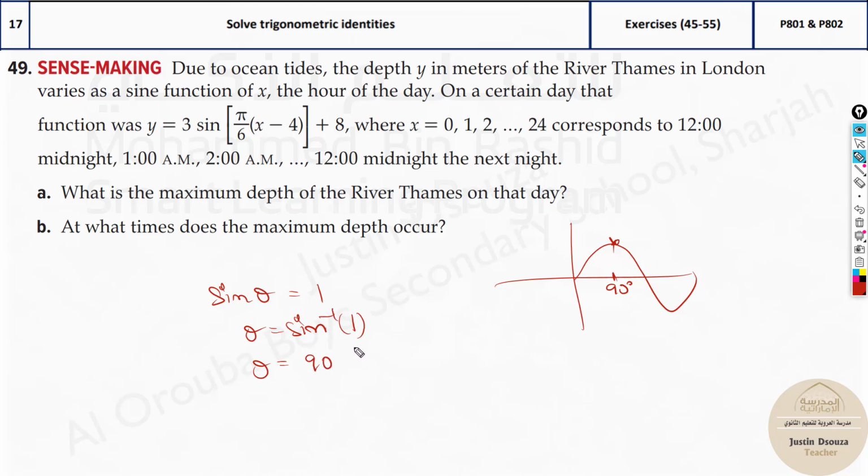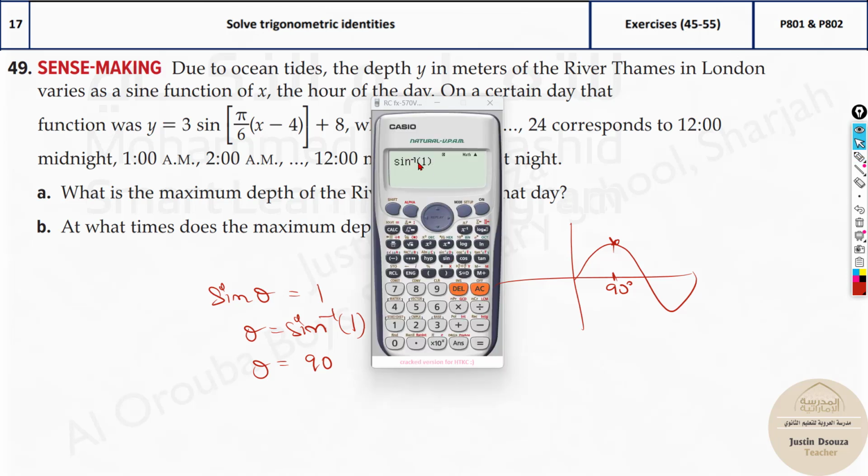This is how we get it in the calculator. I'll just show you. You can press shift and sine and then put 1 and you will get 90. But here it is in pi. So for this problem, let's shift the mode to radian. Shift mode and we will get radian. 90 degrees in pi is pi by 2. So we must get pi by 2 or half pi.